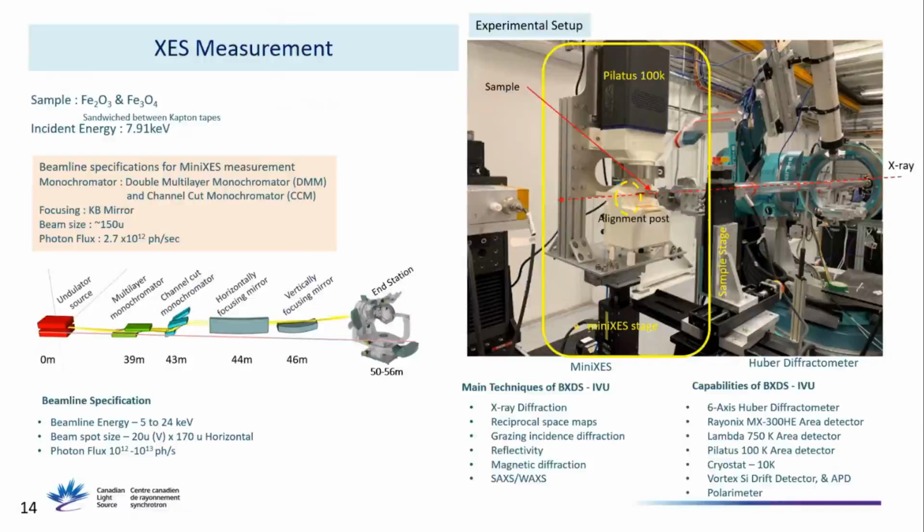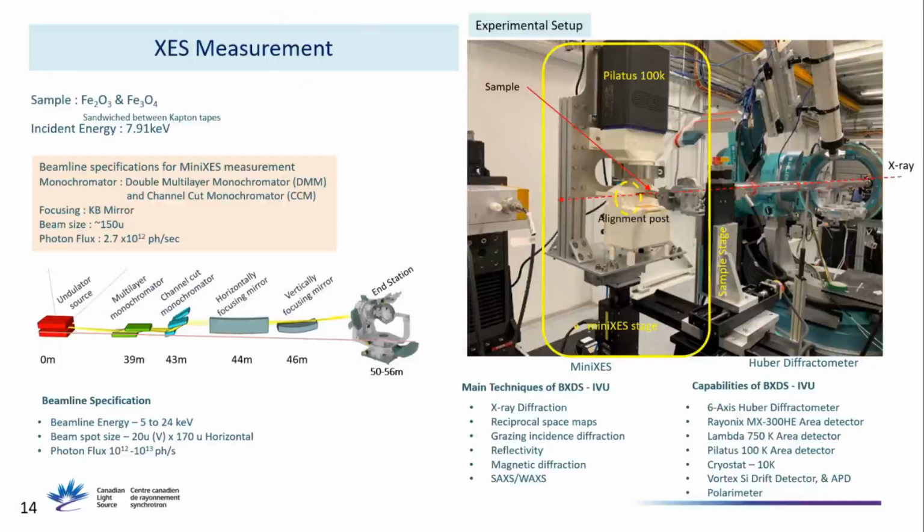So this is the XES measurement. We use an undulator beamline. The samples selected are reference samples, the Fe2O3 and the Fe3O4. The sample is sandwiched between some Kapton tape and mounted on the XYZ stage.